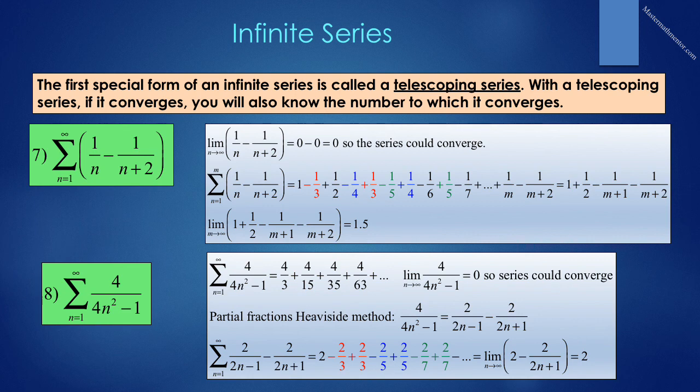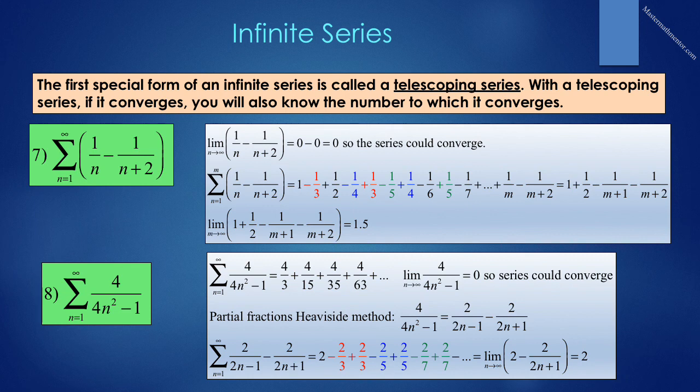Sometimes a telescoping series occurs, but in disguise. If we look at the summation n equals 1 to infinity of 4 over 4n squared minus 1, writing out the terms, we get 4 over 3 plus 4 over 15 plus 4 over 35 plus 4 over 63 plus dot dot dot. There are no pluses and minuses here, so there is no way that you would get cancellation, this does not appear to be a telescoping series. Still, the limit as n approaches infinity of 4 over 4n squared minus 1 equals 0, so the series could converge.